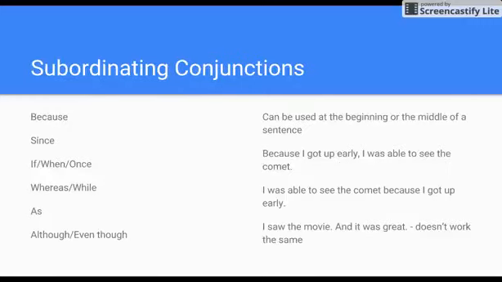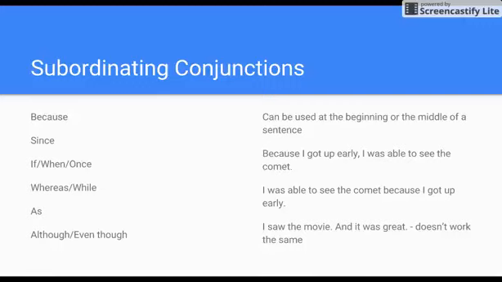Let's look at the next type of connecting structure: subordinating conjunctions. Subordinating conjunctions also connect two clauses, but they're not equal. And the way that you know that you're dealing with a subordinating conjunction is that we can use it at the beginning of a sentence or in the middle of a sentence. So, for example, and, but, normally we use them only in the middle of a sentence, but subordinating conjunctions can be used at the beginning of a sentence as well. It's the same idea. We can just start the sentence with the subordinating conjunction.